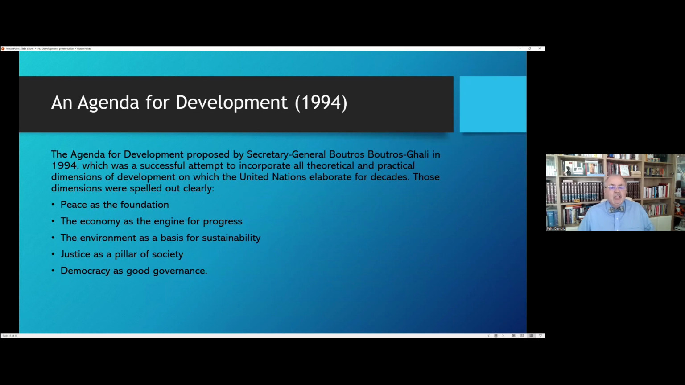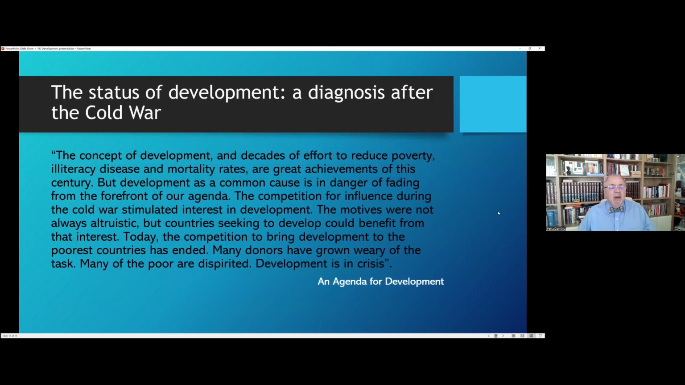And then the Agenda for Development of 1994, it is a pity that it is neglected nowadays, because that was a very successful attempt to incorporate all theoretical and practical dimensions of development on which the United Nations elaborated for decades. That was a mix of pieces: the economy as the engine for progress, the environment as the basis for sustainability, justice, and democracy as good governance. And that particular agenda had the good imprint of a Secretary General coming from the Third World, Boutros Ghali from Egypt.